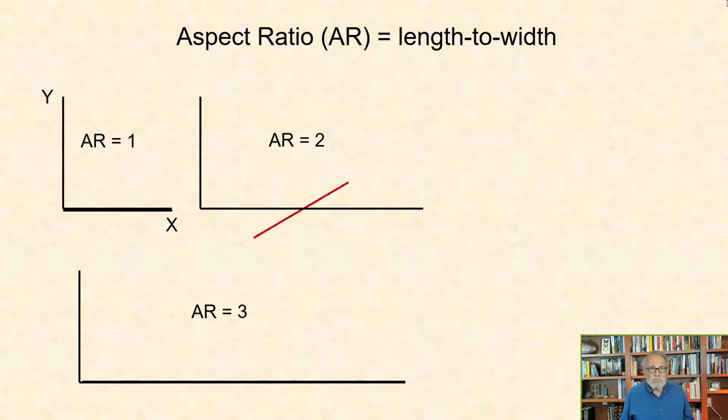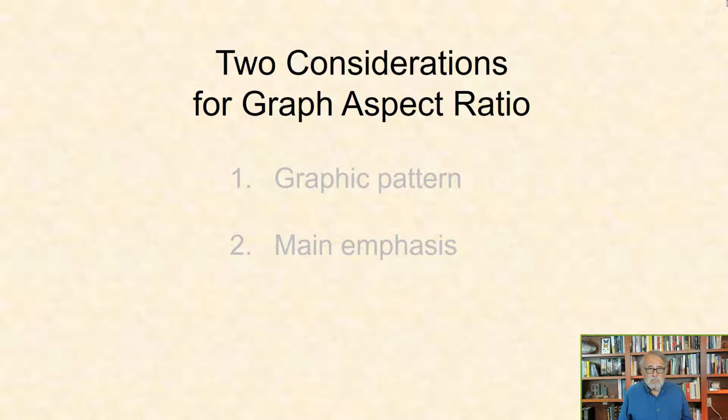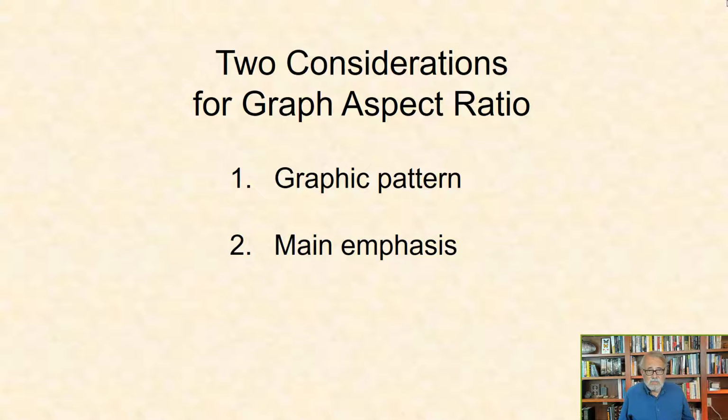These lines show the ratios visually. Each of the 3 black lines at the bottom are the lengths of the 3 x-axes and can be seen relative to the length of each of their y-axes in red. An optimal universal aspect ratio does not exist because of 2 considerations for decision making on best aspect ratio for a particular data set, including graphic pattern and main emphasis.